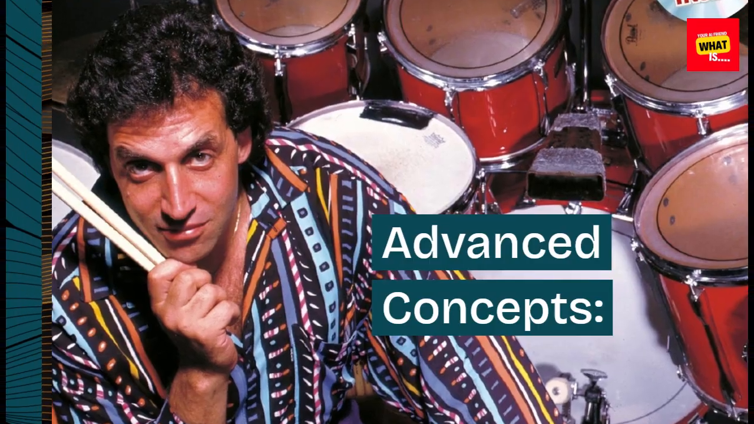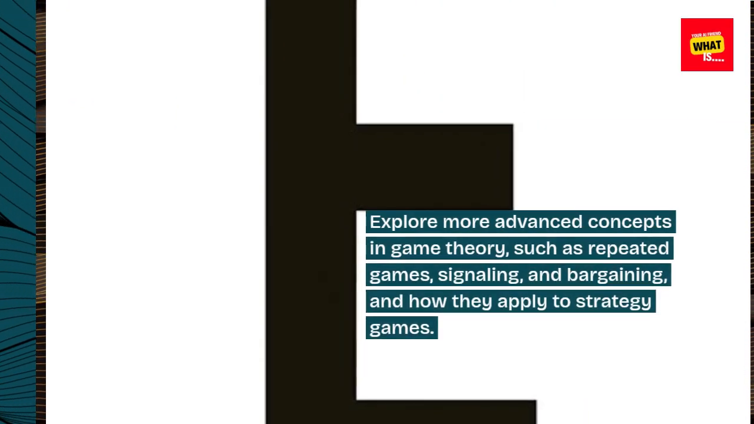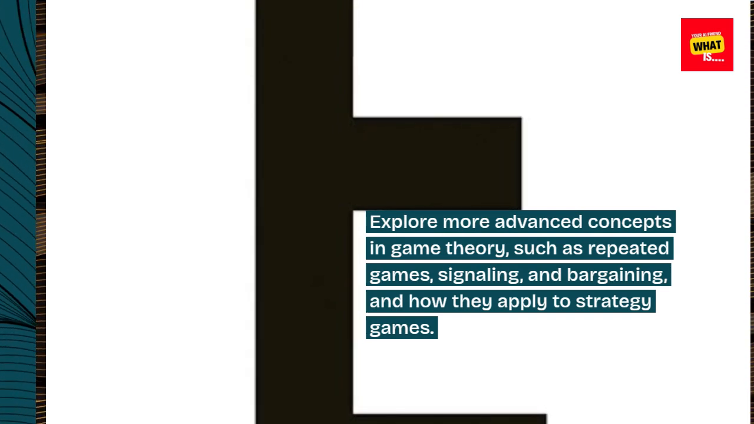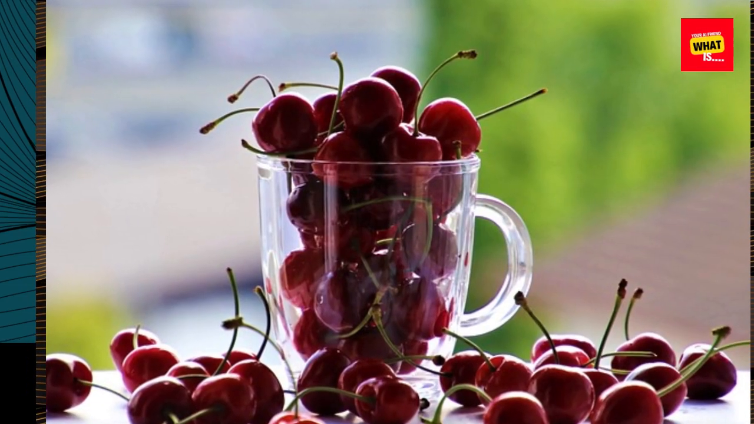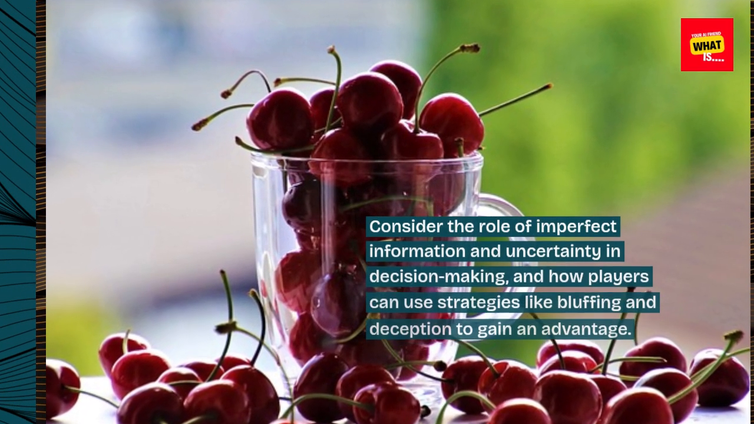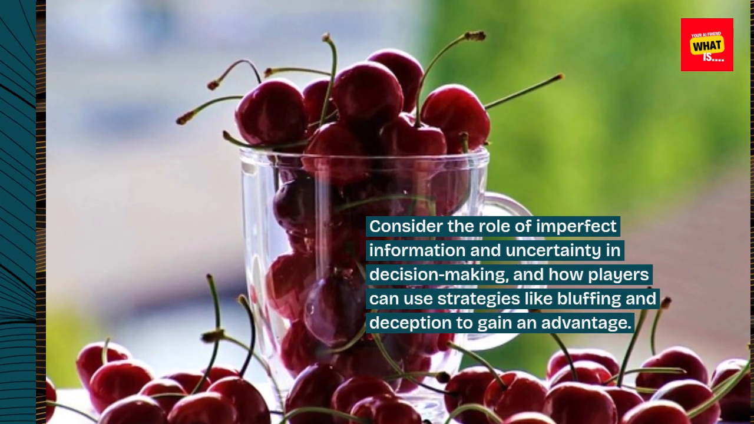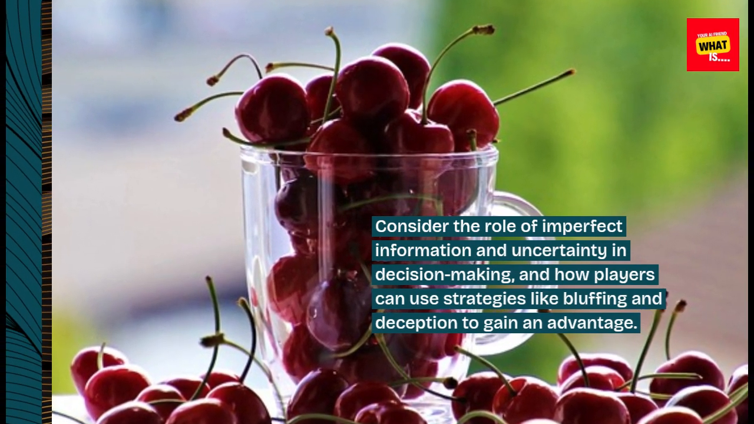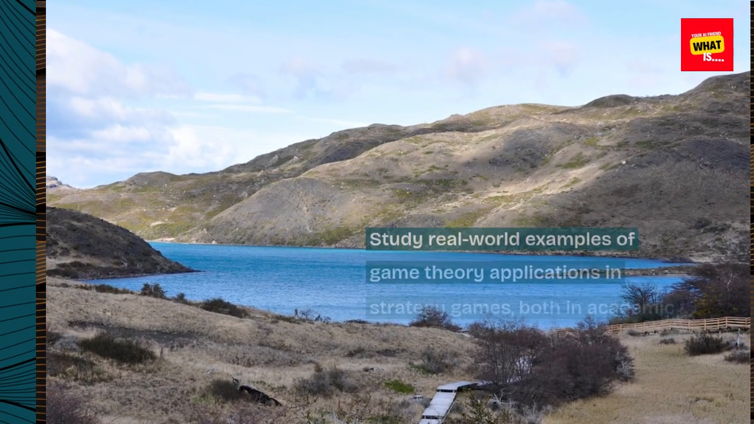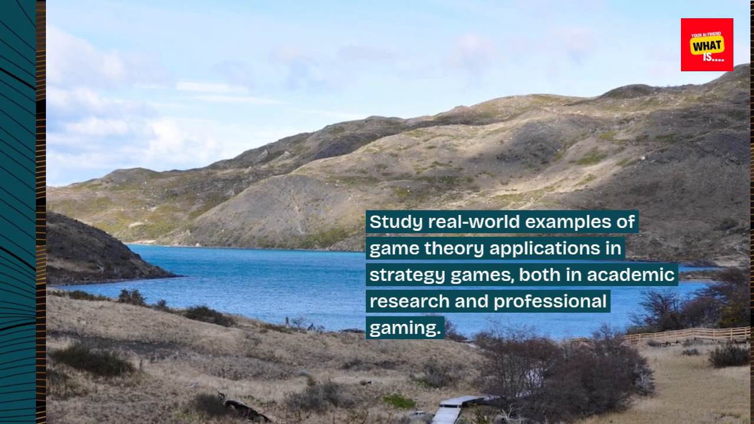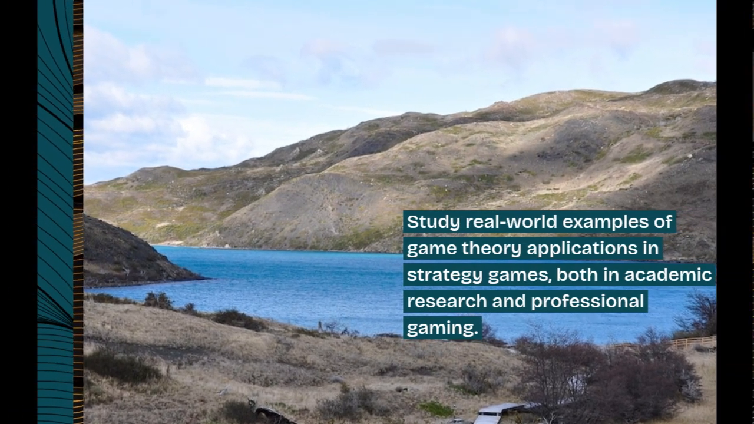Advanced concepts. Explore more advanced concepts in game theory, such as repeated games, signaling, and bargaining, and how they apply to strategy games. Consider the role of imperfect information and uncertainty in decision-making, and how players can use strategies like bluffing and deception to gain an advantage. Study real-world examples of game theory applications in strategy games, both in academic research and professional gaming.